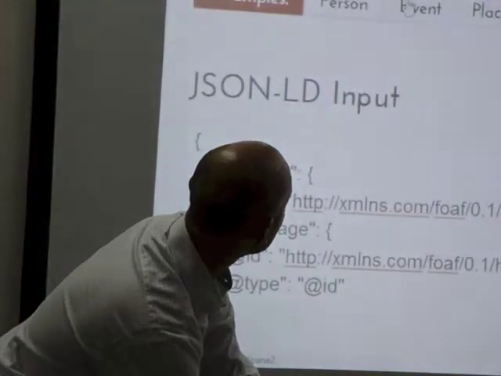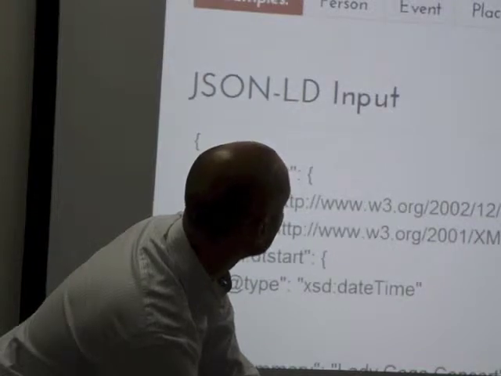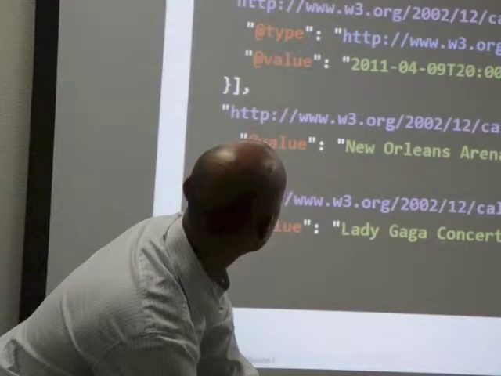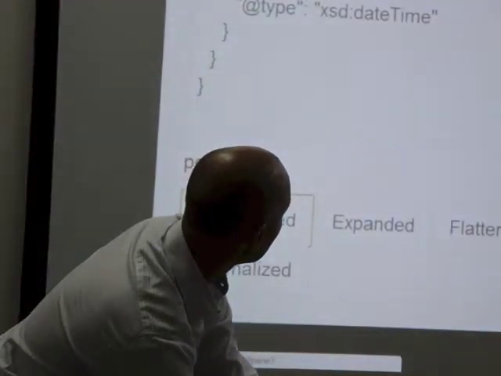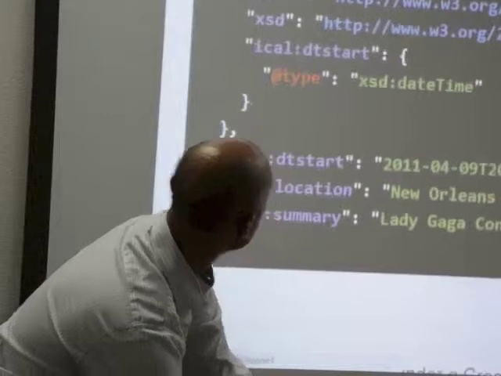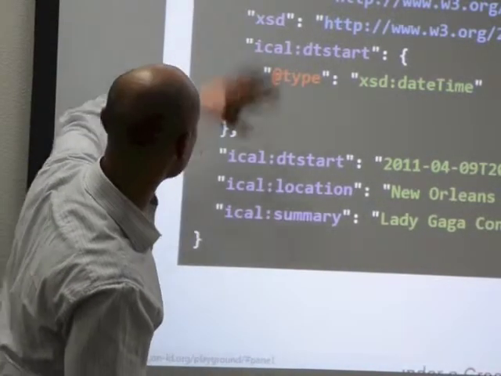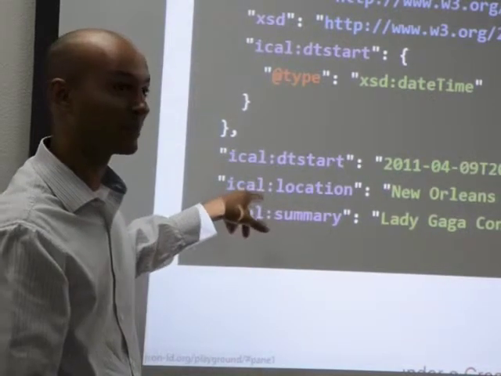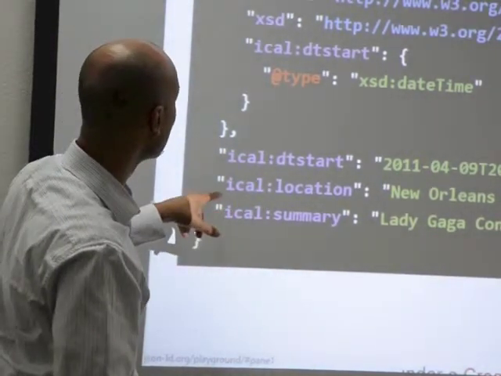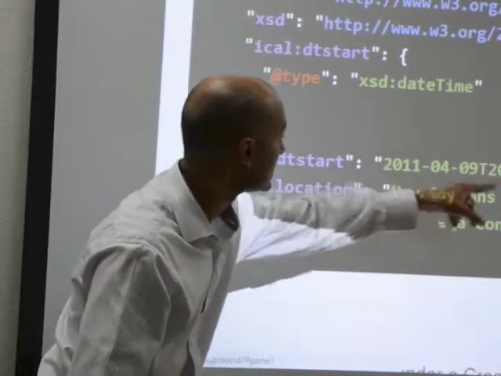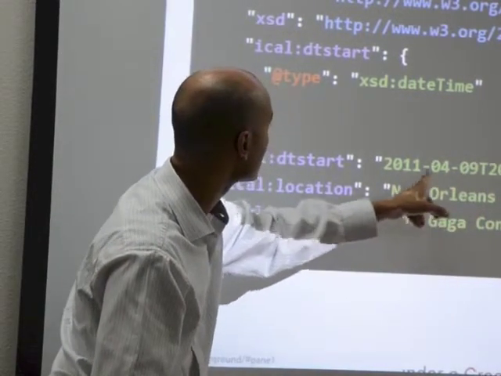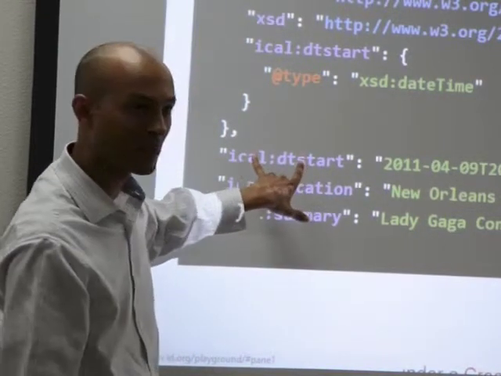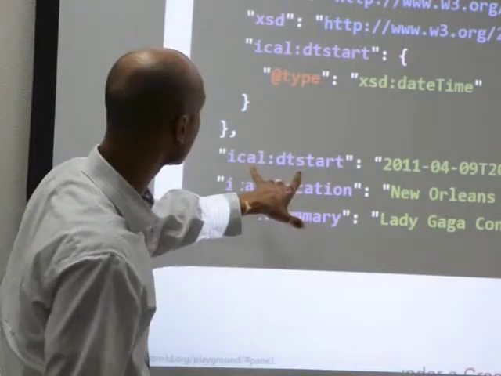So let's look at, let's say, an event. So that's expanded. So again, this is a completely different, this is probably a bad example, but you can do namespacing in JSON-LD. I suggest that you don't do that because it's just going to confuse a bunch of people. But you can have things like dates in JSON-LD that are strongly typed. So this is basically using the iCal format, which is a calendaring format.